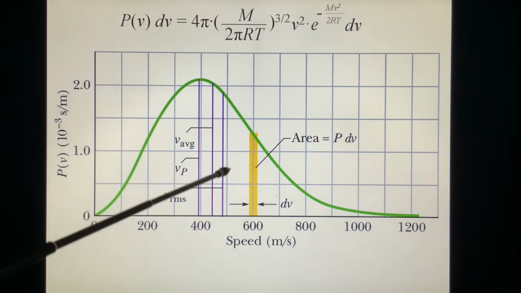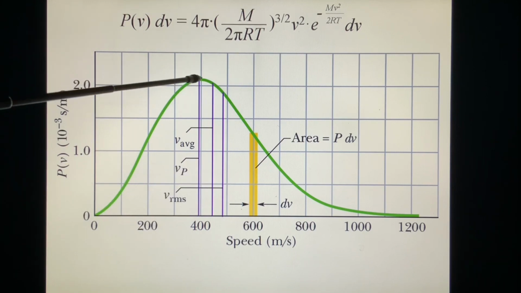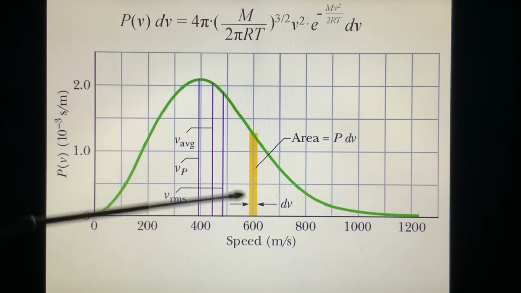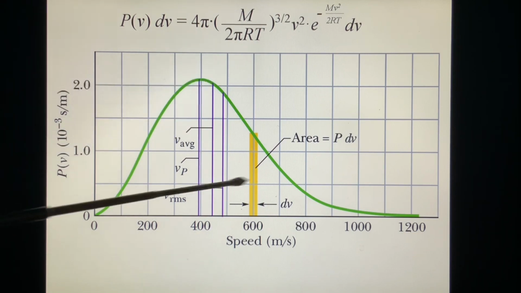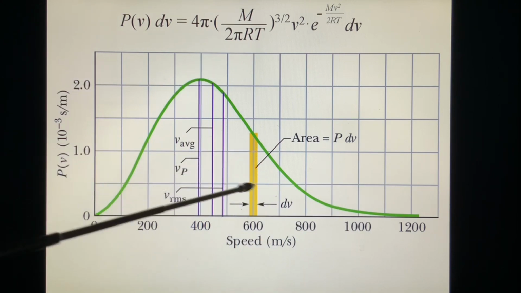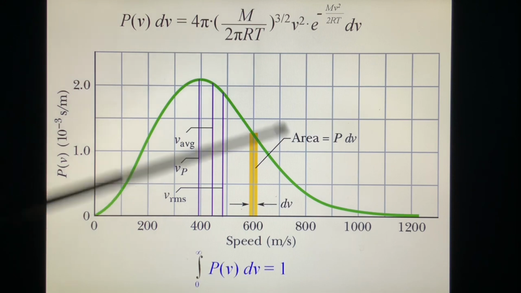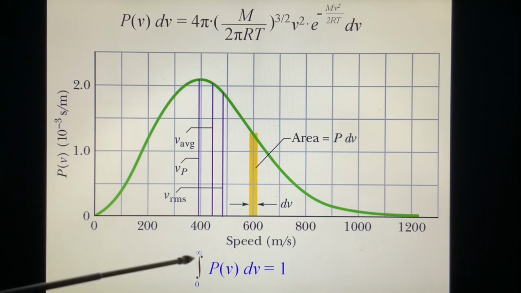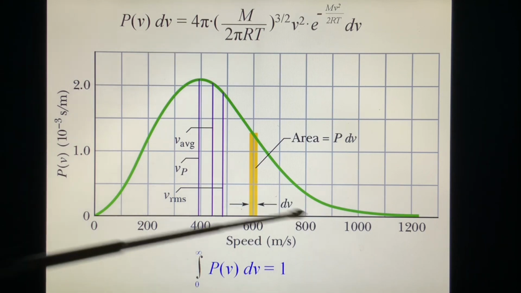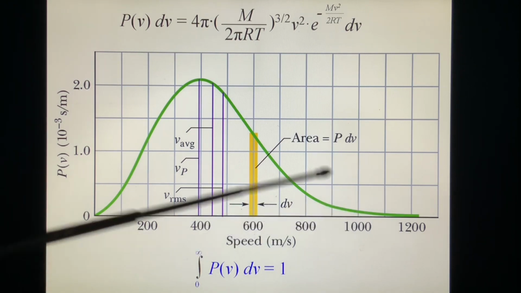And we will have three speeds. This is called the most probable speed, vp, because this probability is the highest. This one is the average speed, the average over all the molecules. And this is called the root mean square speed, as we mentioned before. The total integration, from 0 to infinity, is 100%, equal to 1. Whatever the curve, you always have some molecules with very high speed, okay?